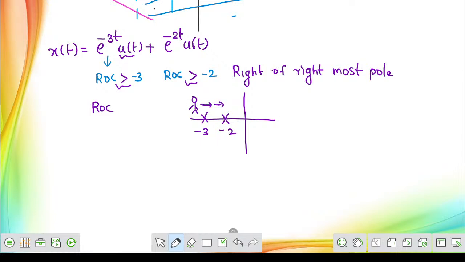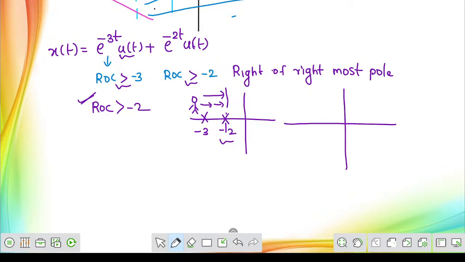Which pole will be located at last? That is the last pole on the right-hand side. You have to reach the right side of the rightmost pole. The final one will be your resultant ROC: greater than -2. Finish. Now suppose there are 5 poles given, and those poles have been located like this.